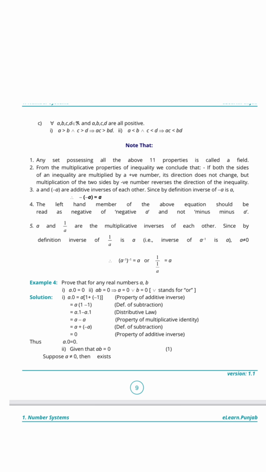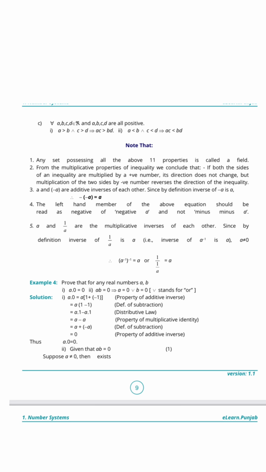Further down the example, the writer has explained that for a into 1 minus 1, the second step was the definition of subtraction, then the distributive law, then the property of multiplicative identity, then the definition of subtraction, and then the property of additive inverse was applied. Then it was proved that a dot 0 is equal to 0. Then the second point is given that ab is equal to 0, then suppose a is not equal to 0. I believe these kinds of questions are just for your understanding of the properties that we have just studied. And these are very easy to prove, right? There is no difficulty at all.